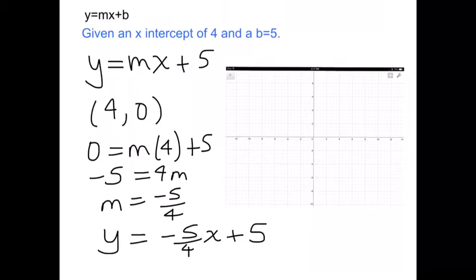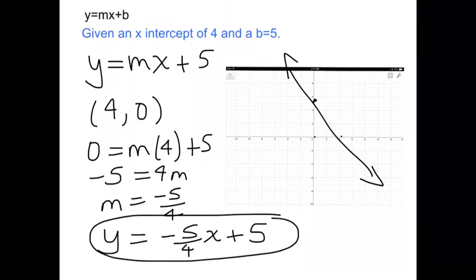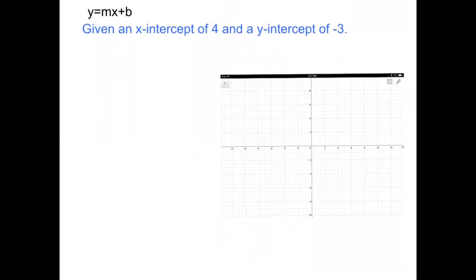So let's graph this. Let's start at 5. Let's go down 5 and over 4, about there, and connect these. And what do you notice about the line this time? Well, we saw that the slope was negative, and in fact our graph goes in a downward direction. So we have the right intercept, we have the right slope, and we're ready to go.